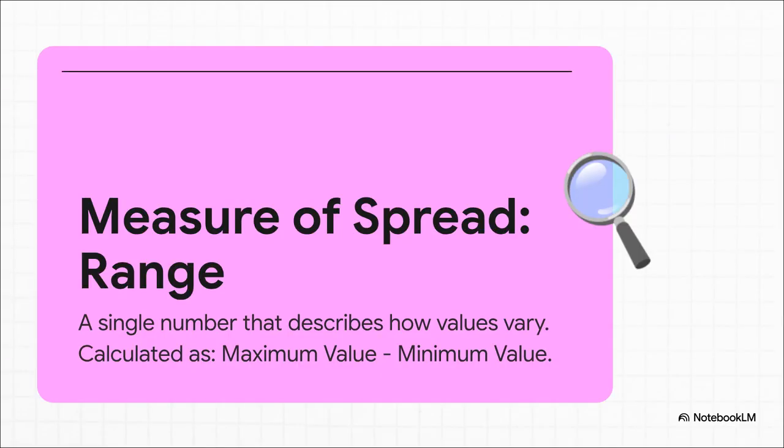But hey, remember, the center is only half the story. To really get the whole picture, we need to measure the spread. And our first tool for that is the range. It's super easy. You just take the highest number in your data, subtract the lowest number, and boom, that's your range. It gives you a really quick, at-a-glance idea of how much variety you're actually dealing with.